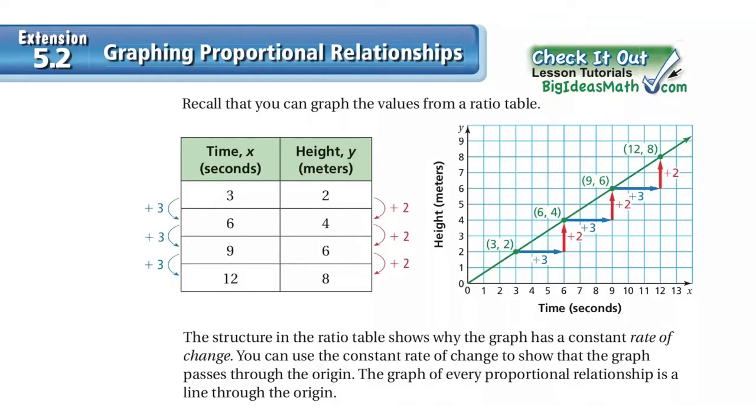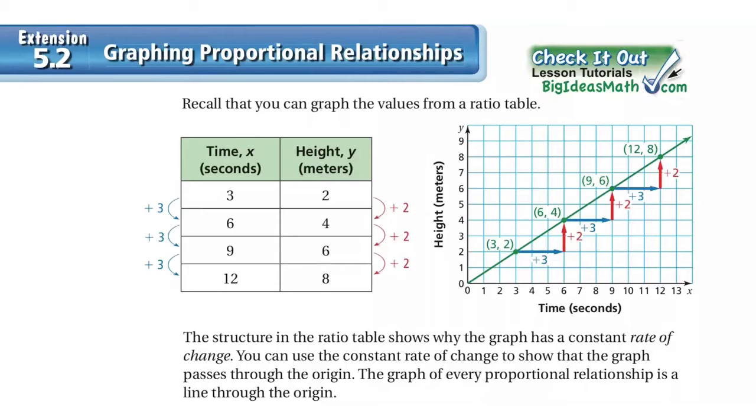Then we draw a line that goes straight through all of those dots. If one of the dots doesn't fall on the line, then we've done something wrong. The structure in the ratio table shows why the graph has a constant rate of change. You can use the constant rate of change to show that the graph passes through the origin. The graph of every proportional relationship is a line through the origin.